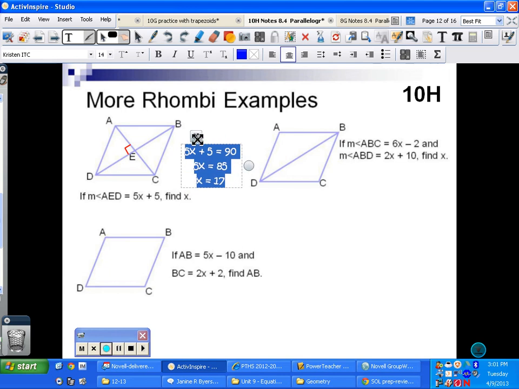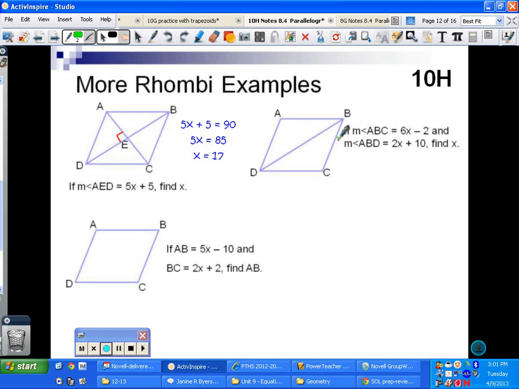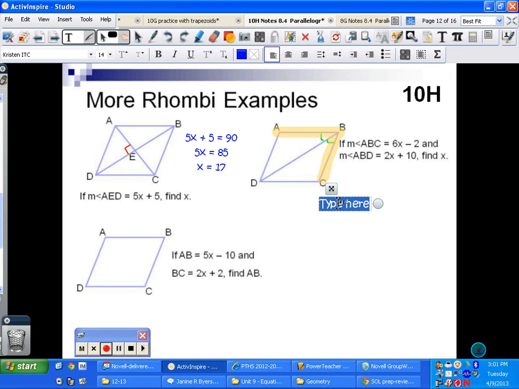Okay, let's take a look at this one right here. It says that this angle ABC is 6x minus 2, and ABD is 2x plus 10. What you have to remember here is that ABD is congruent to DBC. So ABC, this larger angle that we have, is equal to ABD doubled. So that's all we have to do. To set that one up, I'm going to put ABC, so that's 6x minus 2, equals 2 times 2x plus 10.